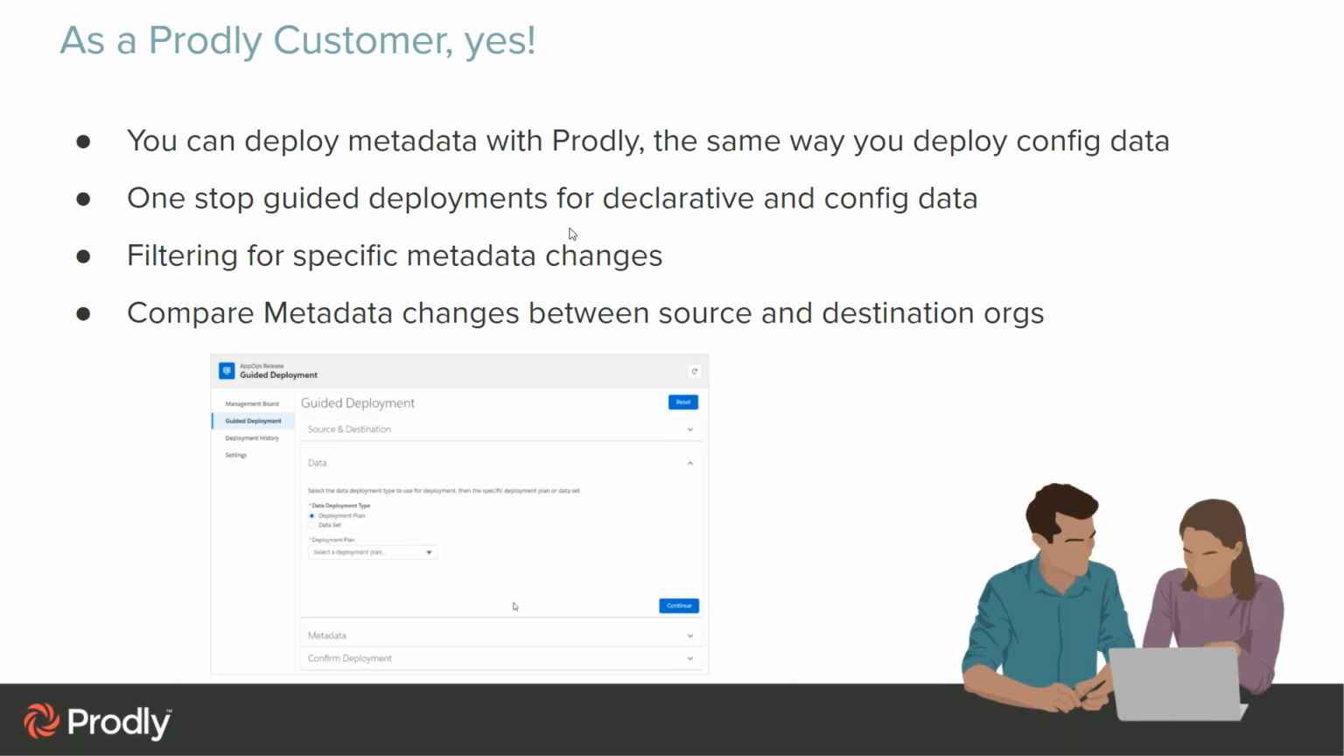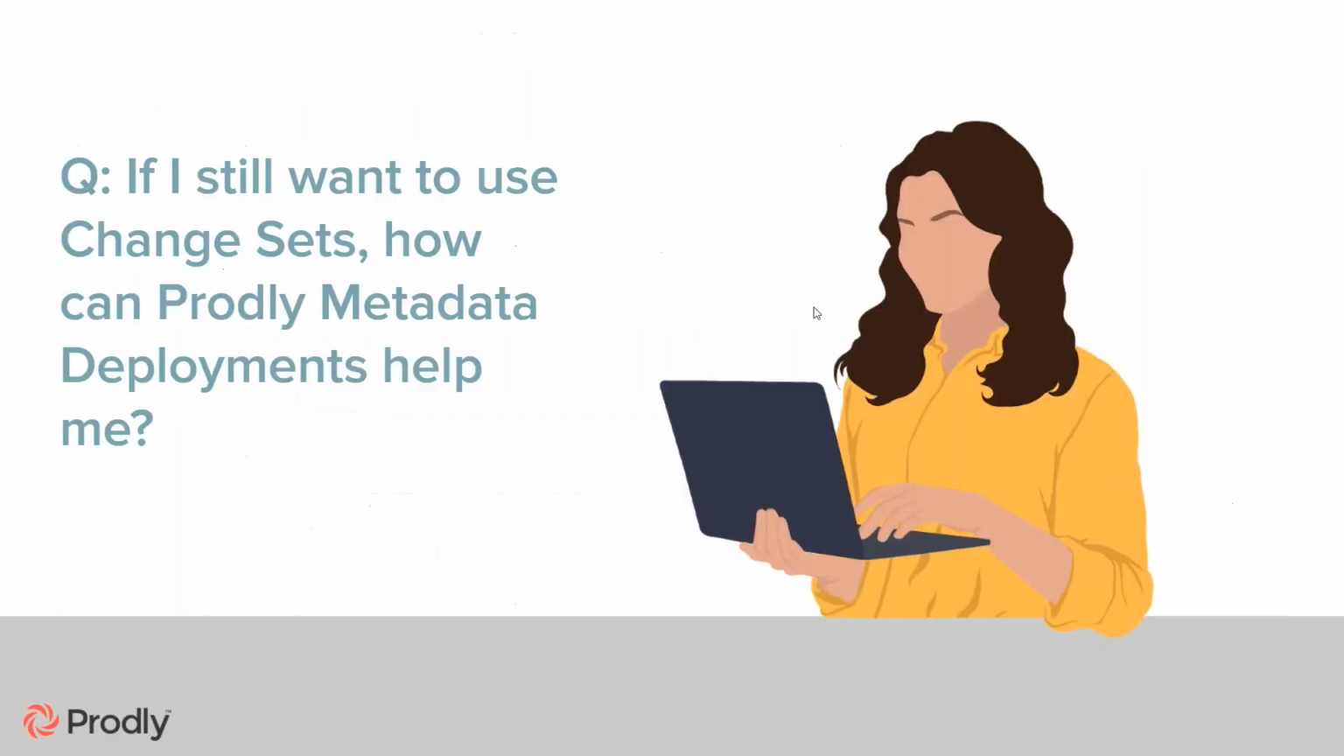One-stop guided deployments for declarative and config data is now the thing. You're able to filter for specific metadata changes. These are all things that we're going to show you here in a minute. We'll give you a live demo of what that looks like. Also, the ability to compare metadata changes between source and destination orgs to see when was the last time this change was made, is it net new, and so on and so forth. Just more clarification around moving your metadata from one place to another.